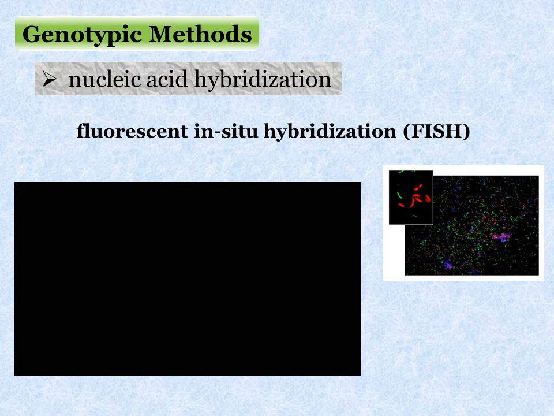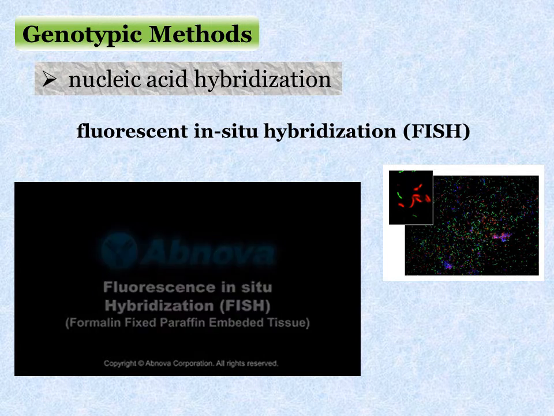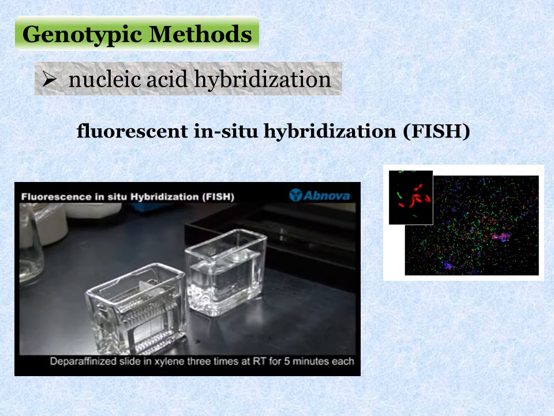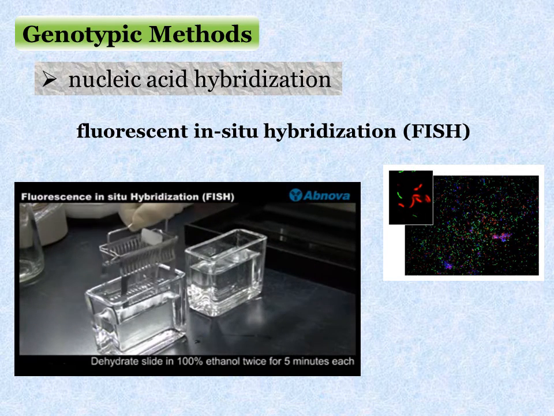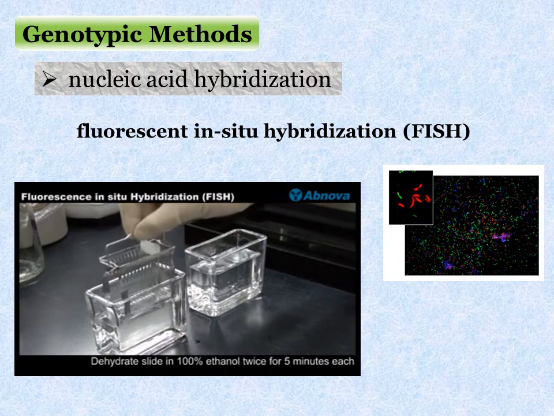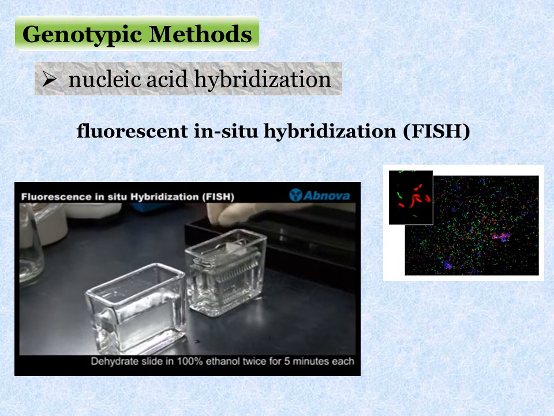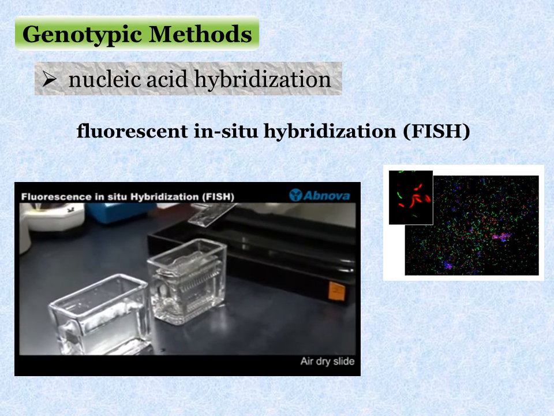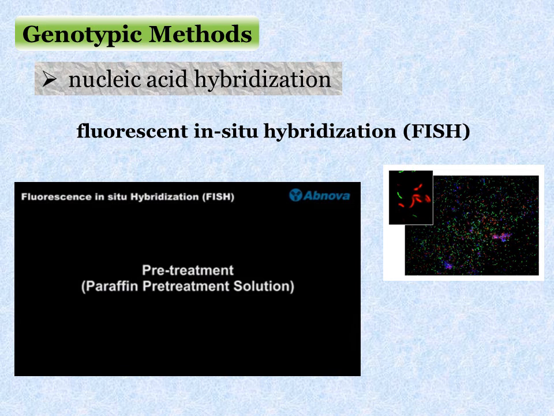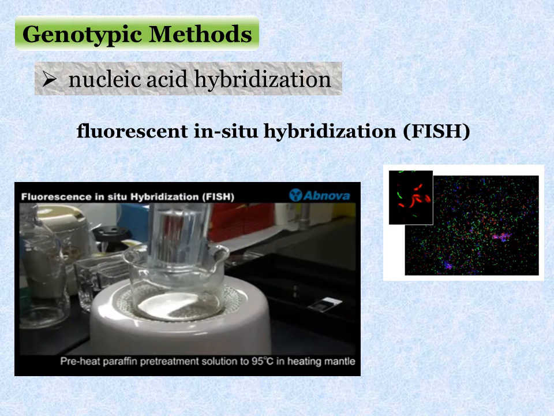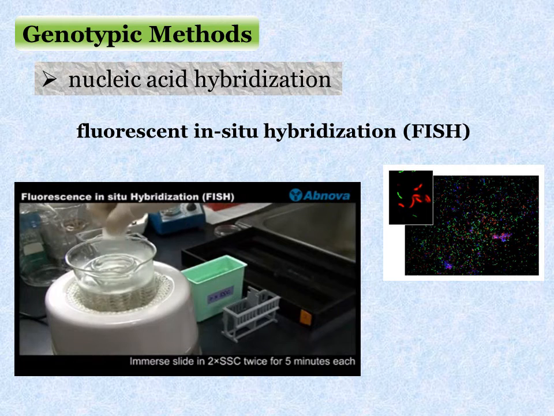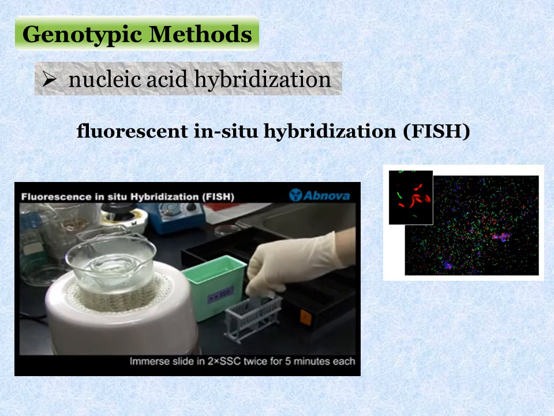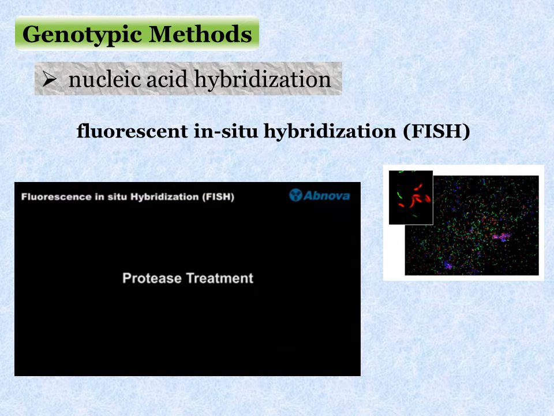In this video, you will see the different steps for fluorescent in situ hybridization, or FISH. You need to prepare the sample slides. The samples must be denatured with heat or chemicals. This denaturation step is necessary in order for new hydrogen bonds to form between the target and the probe during the subsequent hybridization step.